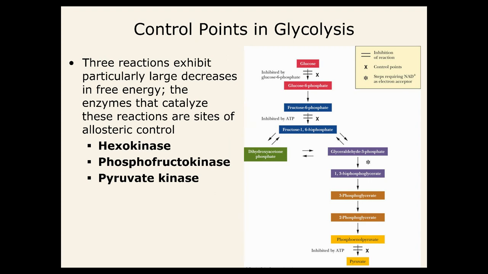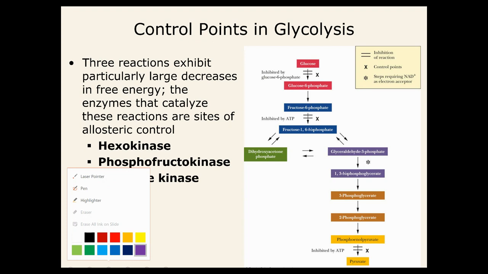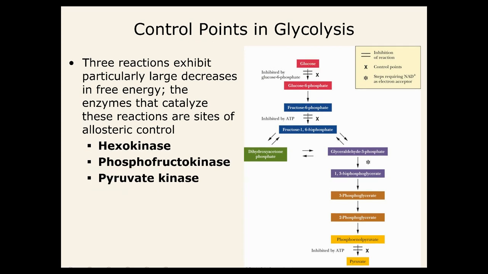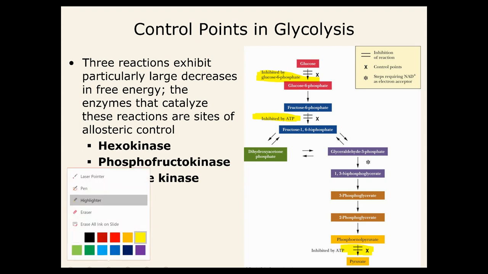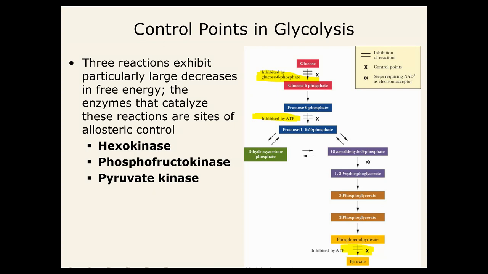Okay, so the main points of regulation are step 1, step 3, and step 10. Those are our major control sites. One of the interesting things, let's look at step 1, glucose to glucose 6-phosphate. That enzyme, hexokinase, is inhibited by glucose 6-phosphate. So its own product of the reaction can inhibit it. Pretty interesting.